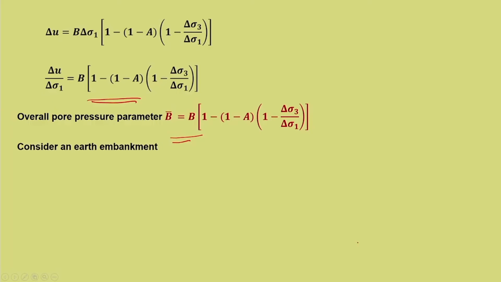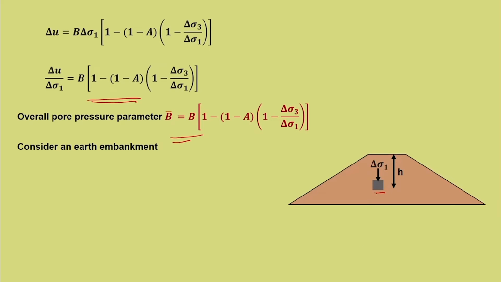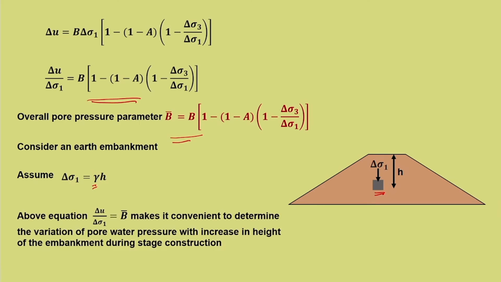To explain this, let us take an example of an earth embankment, which is shown here. There is a soil element here which is at a depth of h. So, delta sigma 1 is very much equal to gamma into h, where gamma is the unit weight of soil.